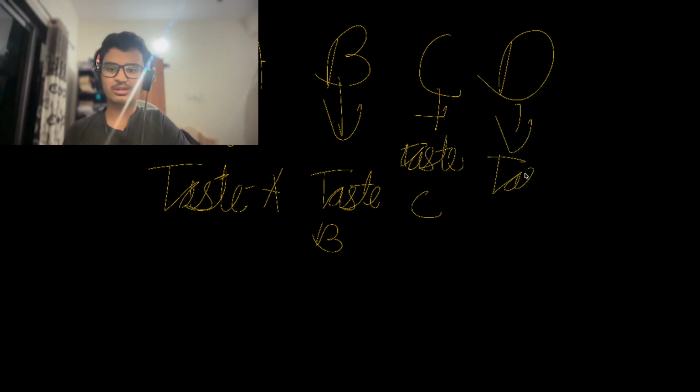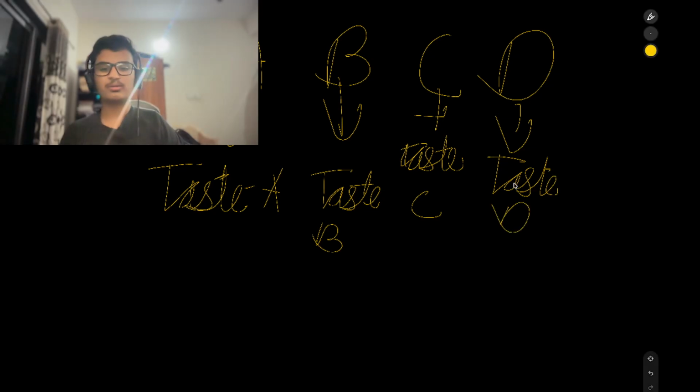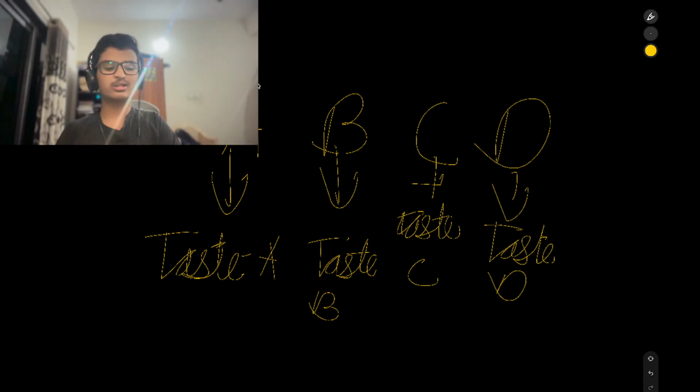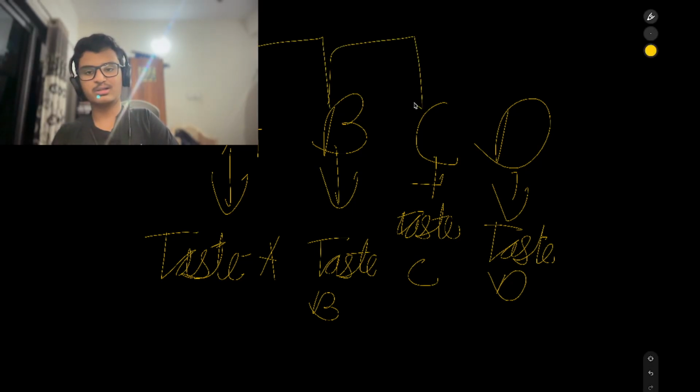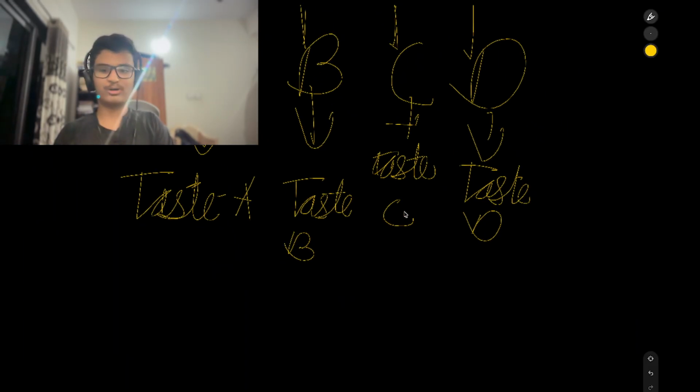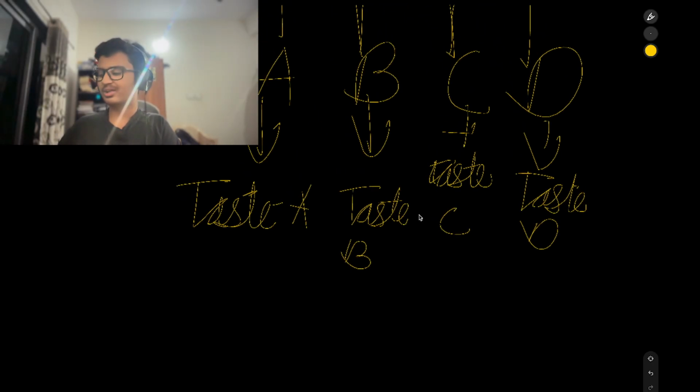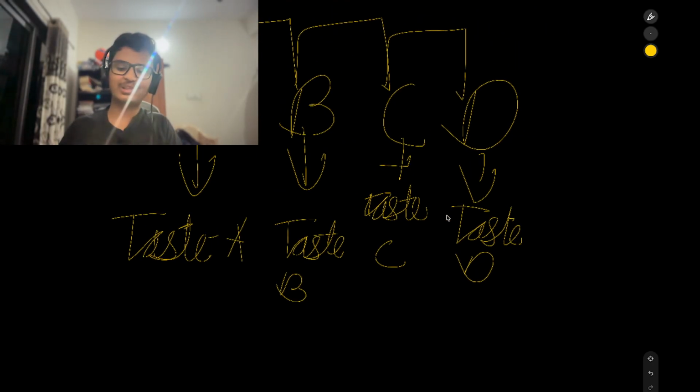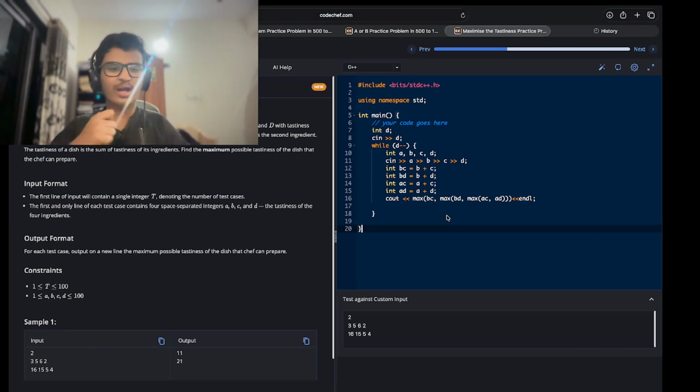Their taste level is B. Its taste level is C. Its taste level is D. What we need to find out is that these ingredients can only be picked two at a time, like AB, BC, CD, and DA or AD. And what we need to do is maximize the spice level here.